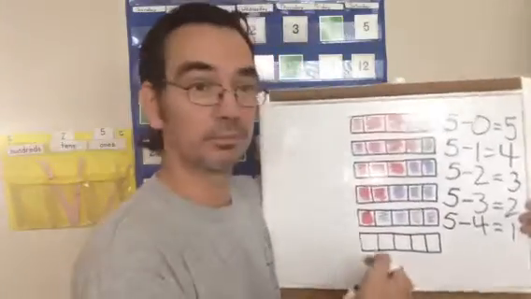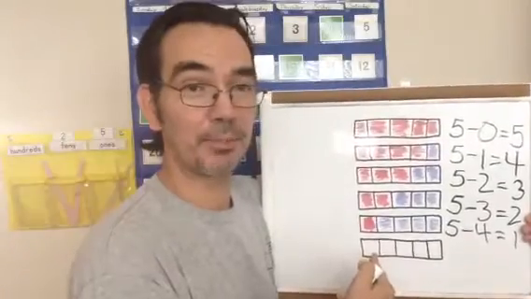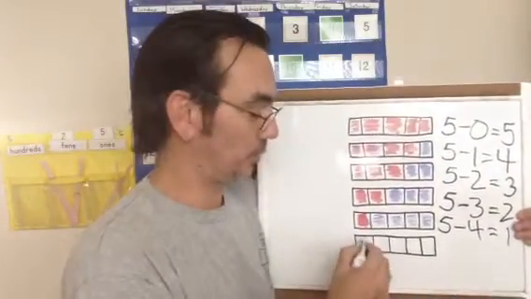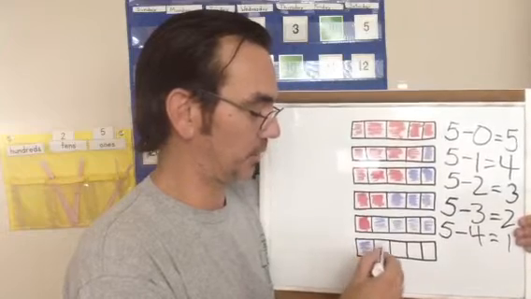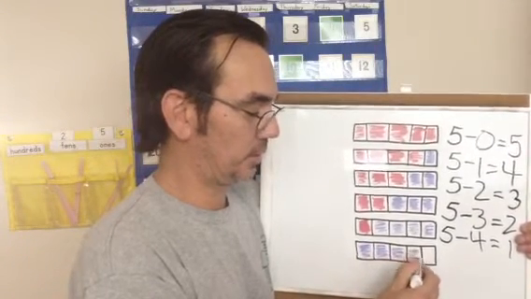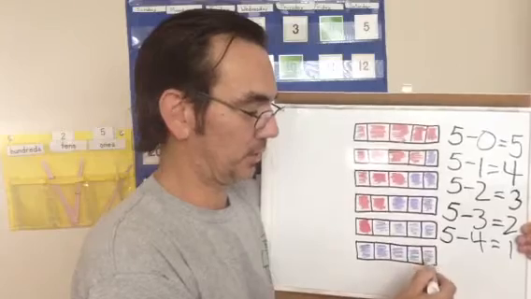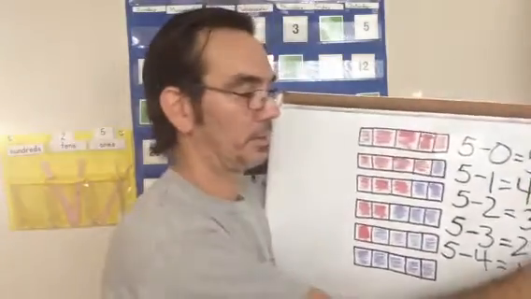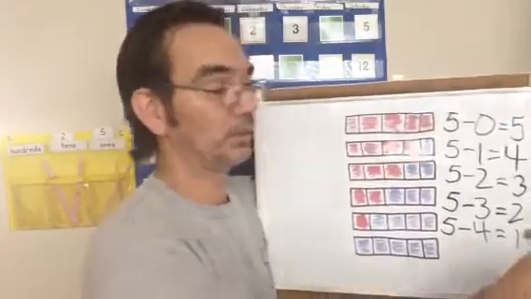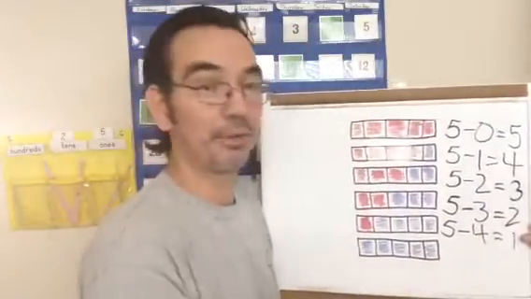Now, guess what? This last one, guess what's going to happen here? Does anybody know? Yep. All of these boxes are now going to be our second color. So now, remember when we did subtract 0, then we also did subtract all? That's what we're doing here. We have 5 cubes.